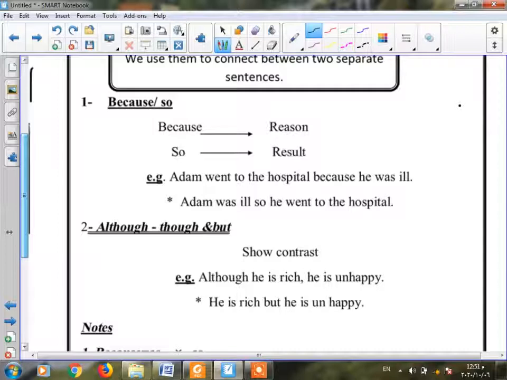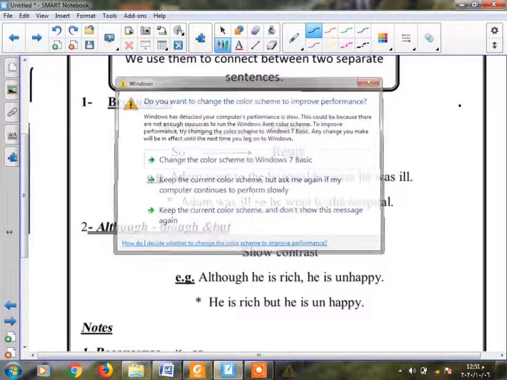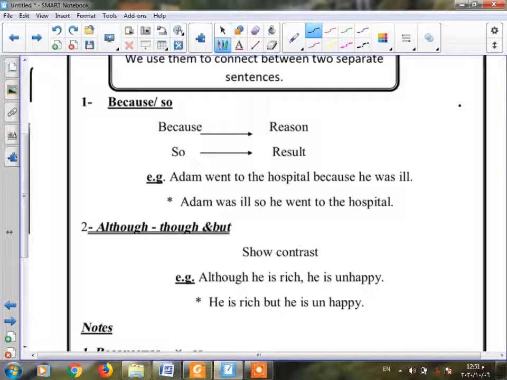As you see now, let's read this part. Adam went to the hospital because he was ill. Let's write which part of these two sentences is the reason and which is the result. Adam went to the hospital. This is a part, and he was ill. This is a part. Because he was ill, this is what we call our reason. So he went to the hospital, because it's a result.